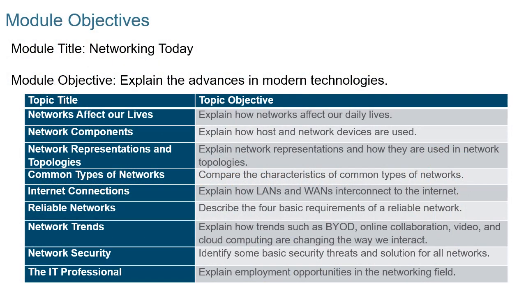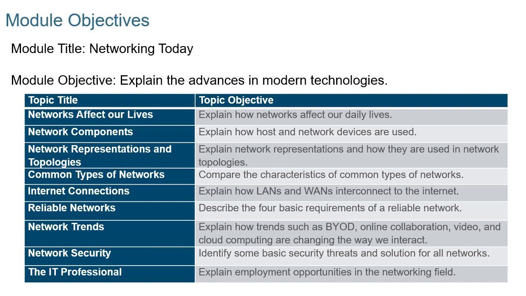So the module objective is to explain the advances in modern technologies, and the table summarizes some of the topics that we'll be looking at. Network affecting our lives, where we look at the role being played by networks in our lives. We will look at the different components that make up a network and how they are represented in a network topology. Then we will compare characteristics of different types of networks.